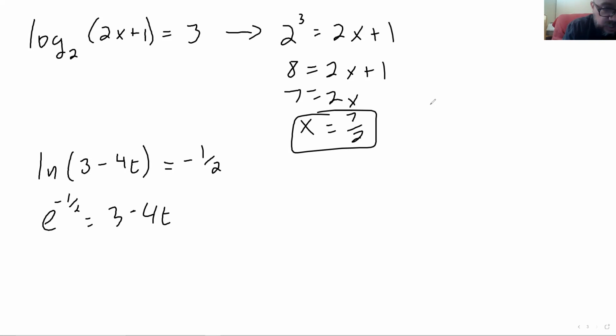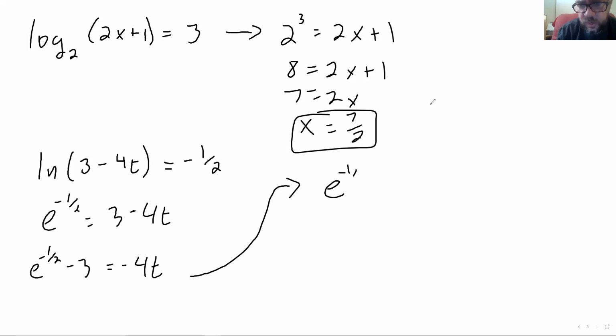I'm going to subtract 3 from both sides. So I'll have e to the minus 1/2 minus 3 equals negative 4t. Divide by negative 4. So we end up with e to the minus 1/2 minus 3 all over negative 4 equals t. Now that's a little bit messy. I'll show you a thing that you can do, which is to factor a negative out by switching the order of a subtraction.